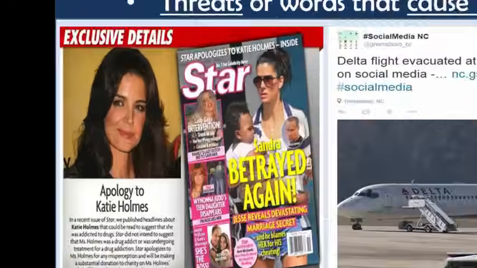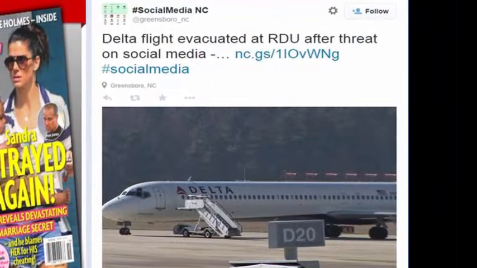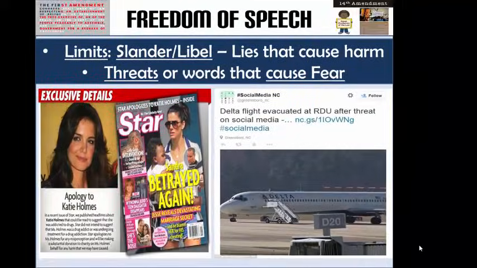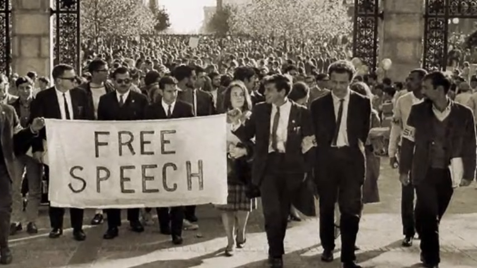You can't print or say lies about someone that hurts their reputation and causes harm. These are known as slander and libel. And you can't use words that cause fear in someone else by threatening them or yelling bomb on a crowded plane. However, for the most part, freedom of speech allows Americans to freely express their opinions without fear of government reprisals.